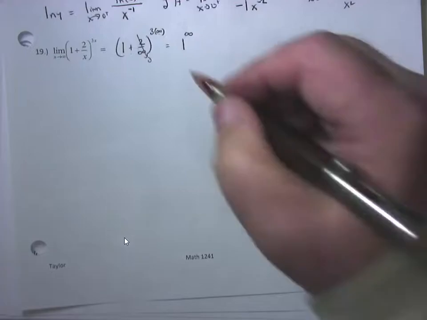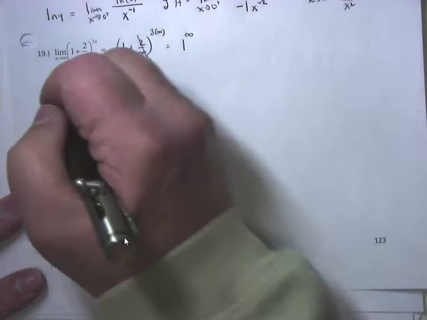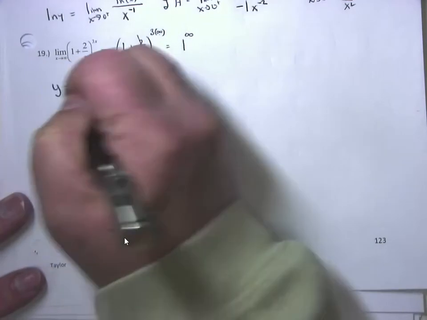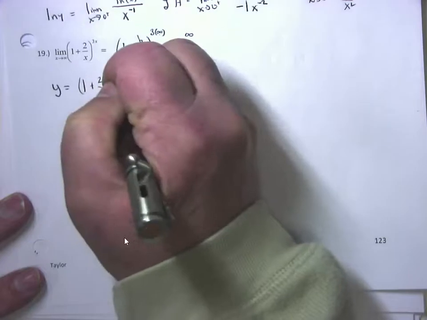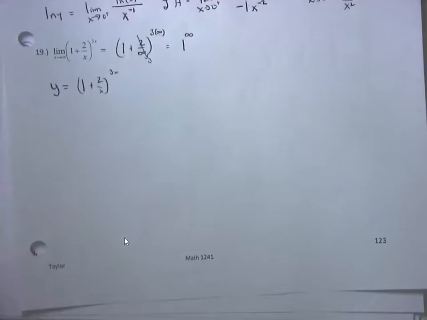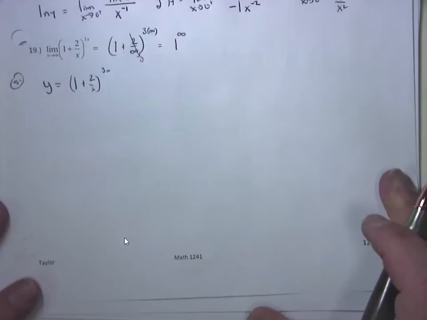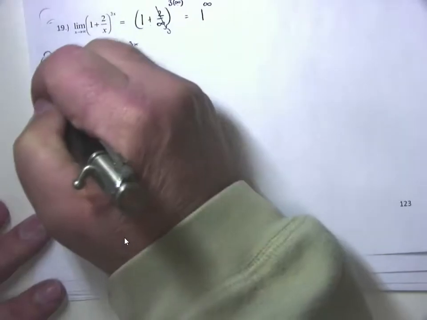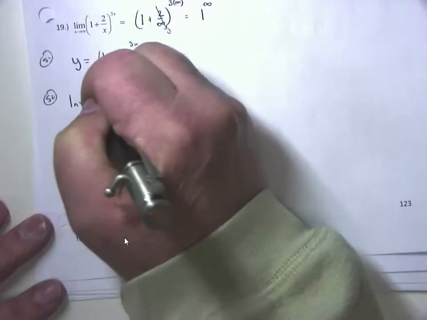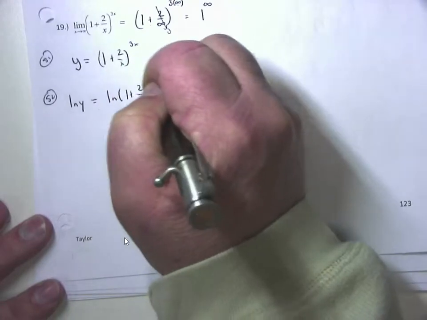When you got one of these exponential indeterminate types, what's the next thing you're going to do? Go back, take your function, which is 1 plus 2 over x raised to the 3x, and set it equal to y. That's your step number 1. I'm repeating the steps. Step 1, call it y. Step 2, what do we do? Take the natural log of both sides. Natural log of y equals the natural log of 1 plus 2 divided by x raised to the 3x.